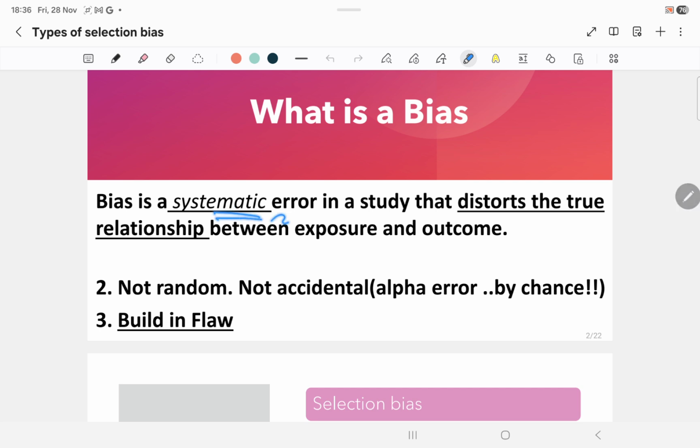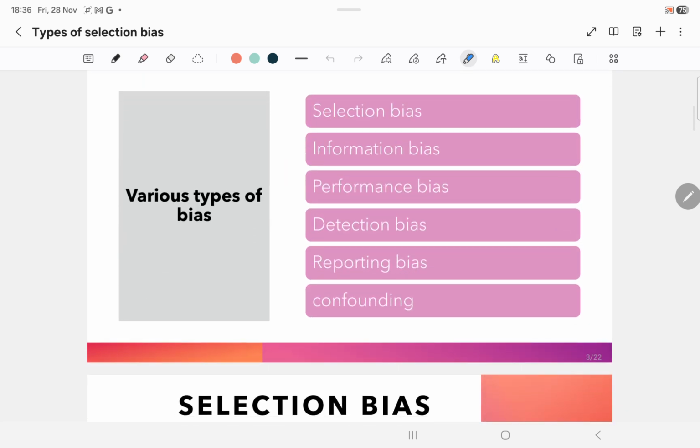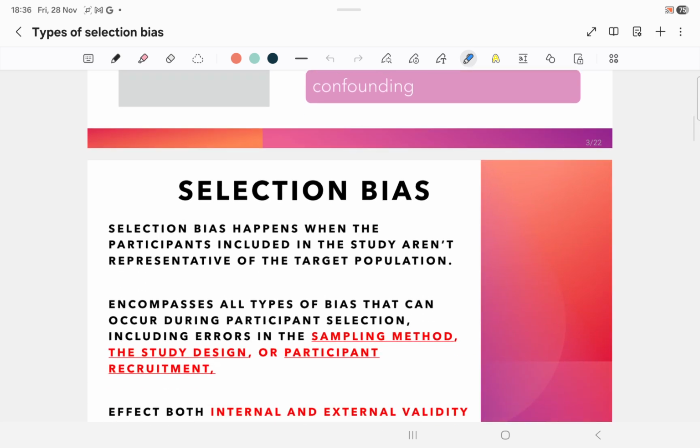So it is a systematic error in the study that distorts the true relationship between the exposure and outcome, or we can say that it is a built-in flaw. We know the reason for it, but we don't know the reason for alpha error. It is purely due to chance. Bias can be of various types like selection bias, information bias, performance bias, detection bias, reporting bias, or confounding bias. We will discuss all these biases in some other video, but in this video we will concentrate on selection bias because that is the most important bias that comes in the exam, and I think it is pretty important.